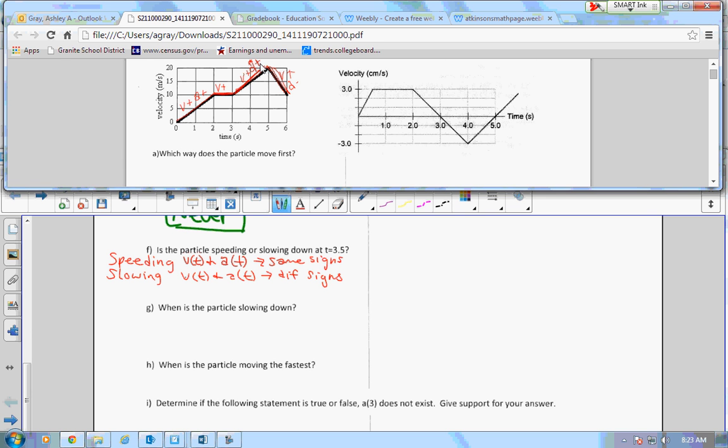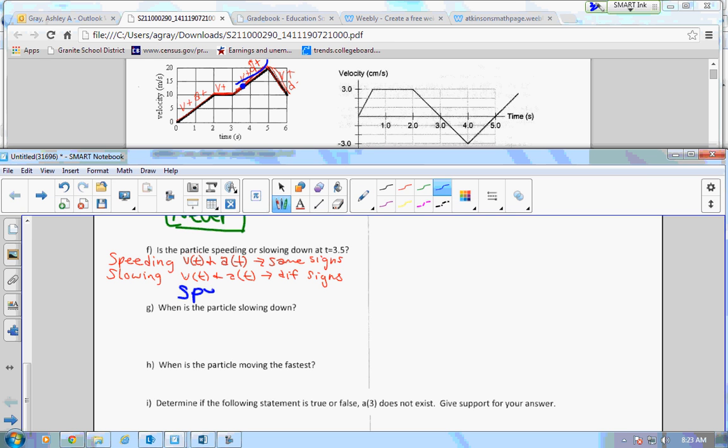Okay, so we're looking for, when is it speeding? That's 3.5. What's going on? 3.5 is right here. We have the same signs. So is it speeding or slowing? The velocity and acceleration are the same. Speeding. So you should go through and mark your graph so you can determine if it's speeding or slowing.